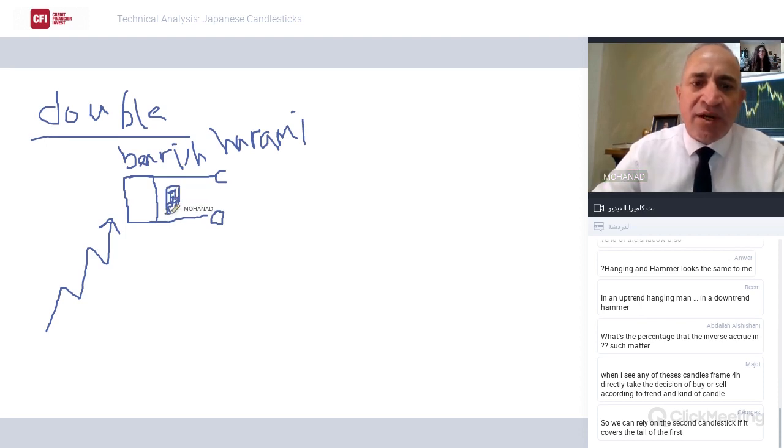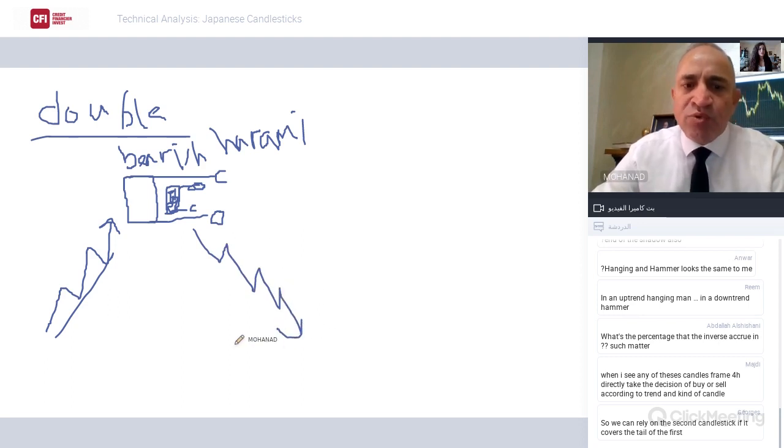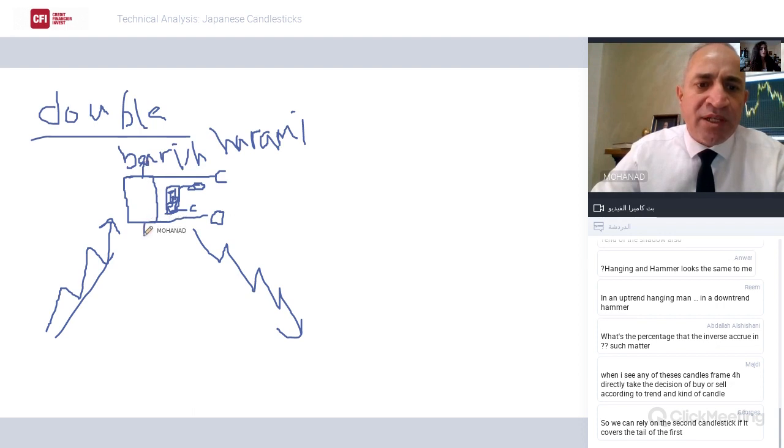The open and the close of the black candlestick must be within the open and the close of the white candlestick. This is called bearish harami. When I see this type of candlestick, I expect the market will change its direction from the uptrend to the downtrend. And as we used to say before, the highest point of this candle will be my stop loss.